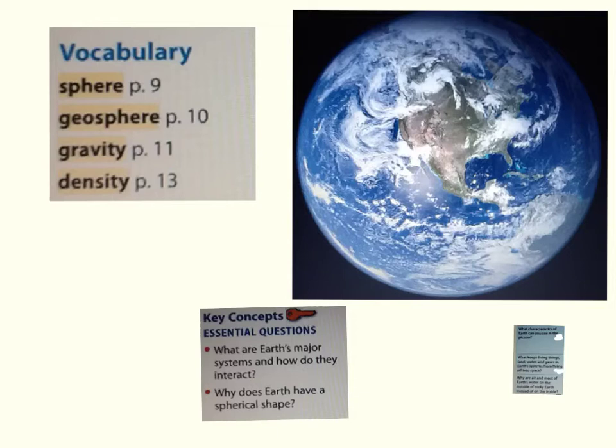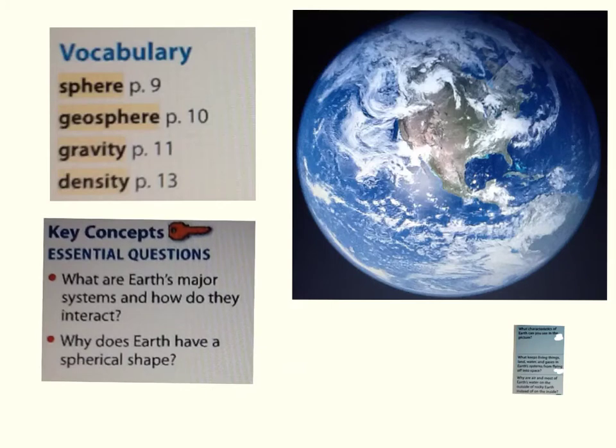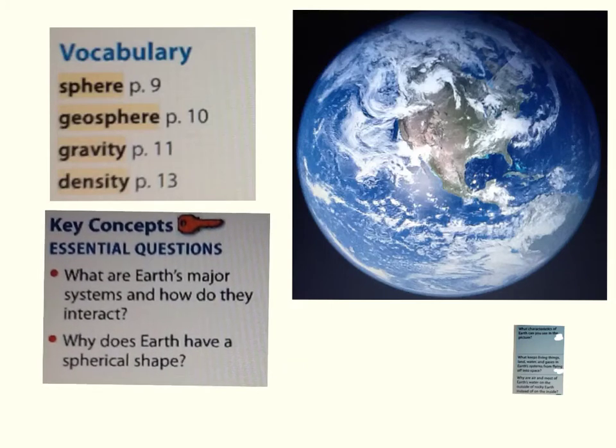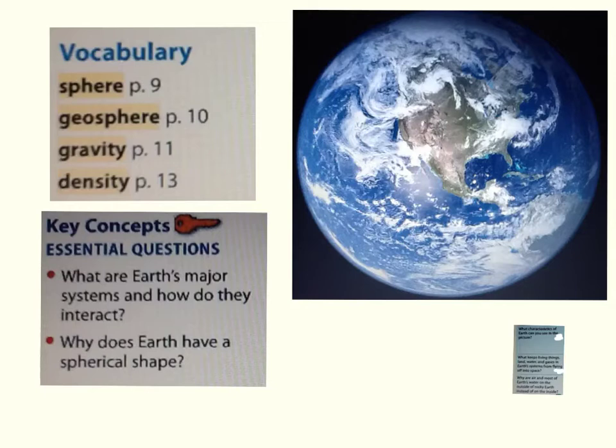The main things we're going to be concentrating on are these essential questions, which we will be putting up on the board in class so that we can make sure we're answering them by the end of this lesson. Our key concept questions or essential questions are: What are Earth's major systems and how do they interact? The other one is: Why does Earth have a spherical shape? These 2 questions you need to write in your science journal under essential questions. You're going to write essential questions, then you're going to write this question, and we can answer them together, or you can answer them as soon as we're done with the lesson. Those are the things I want you to do presently.